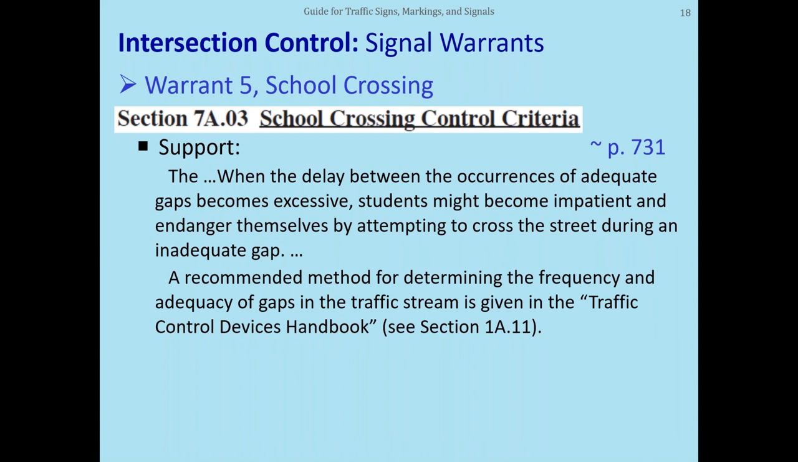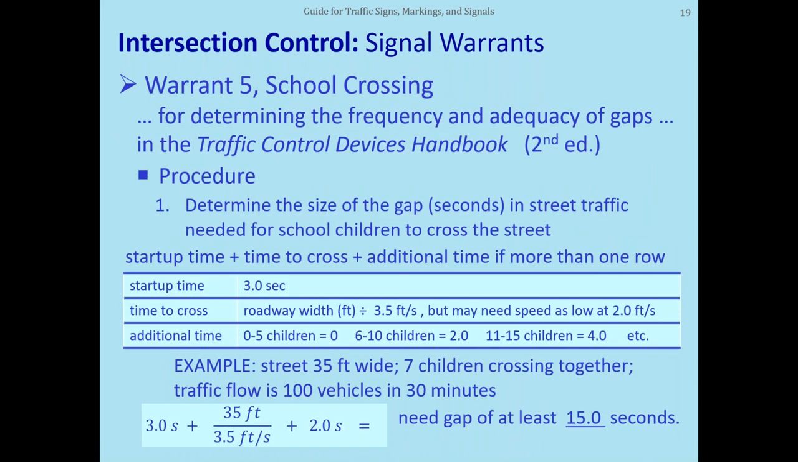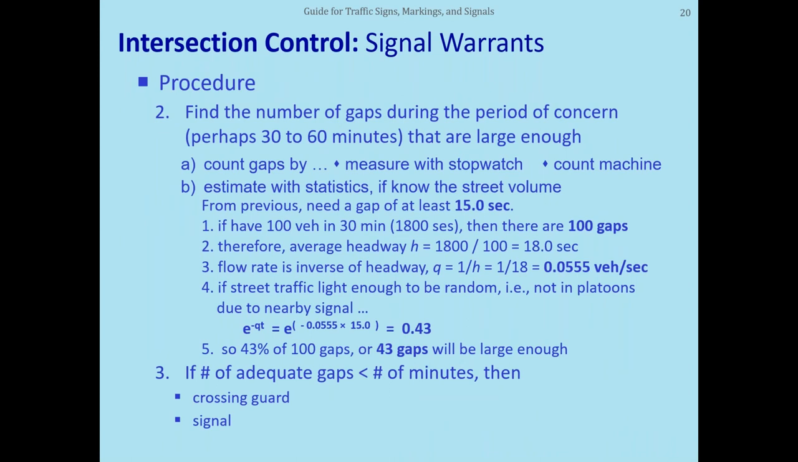A publication called the Traffic Control Devices Handbook is referred to that spells out the procedure. I've got a numerical example here. Again, I'm not going to step through this over the internet, but the computations are there, or an example computation that you could follow to determine if you, at your particular location, based on traffic volume and school pedestrian volume, or walking speed, have an adequate number of gaps.